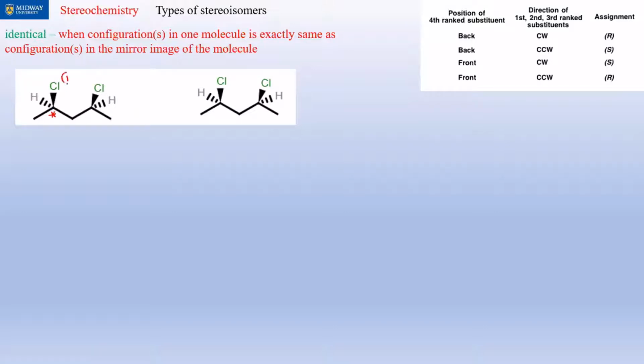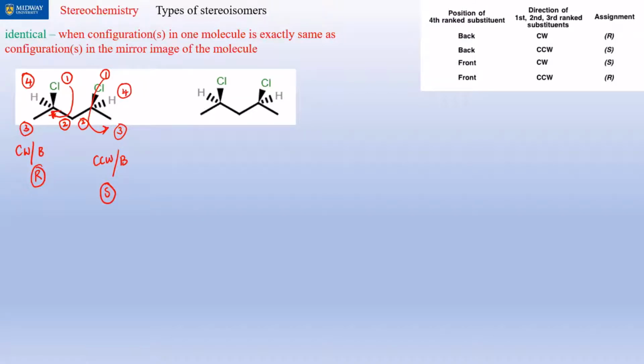And the first point of contact here is 1. So this is 2, this is 3, this is 4. So it's clockwise, right? Clockwise. And the minority group is in the back, so it's back. Clockwise back is R, so that's R. Let's do it for this one. 1, 2, 3, and 4. So it's 1, 2, 3. It's counterclockwise and it's back, so it's S.